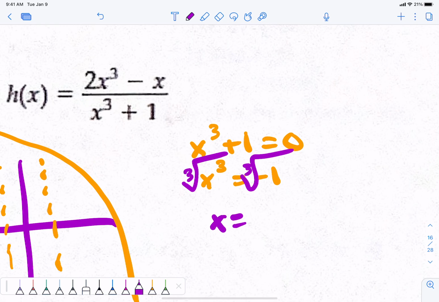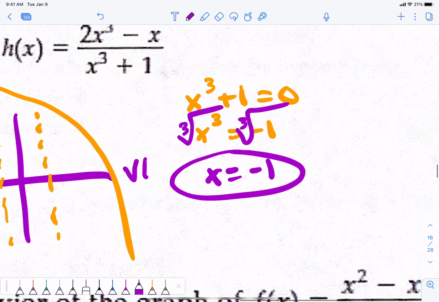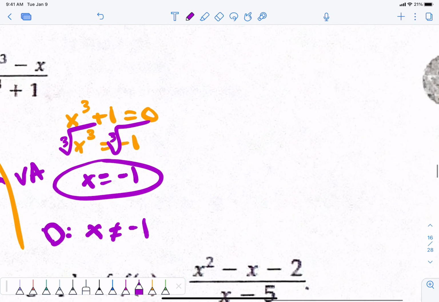So x equals, is it plus minus? No, not with cubic roots. It's just -1, because what do you take times itself 3 times to get -1? It's only -1. Positive 1 times itself 3 times won't give you a negative. So I only have one VA, that's my VA. And domain, x can't be -1.